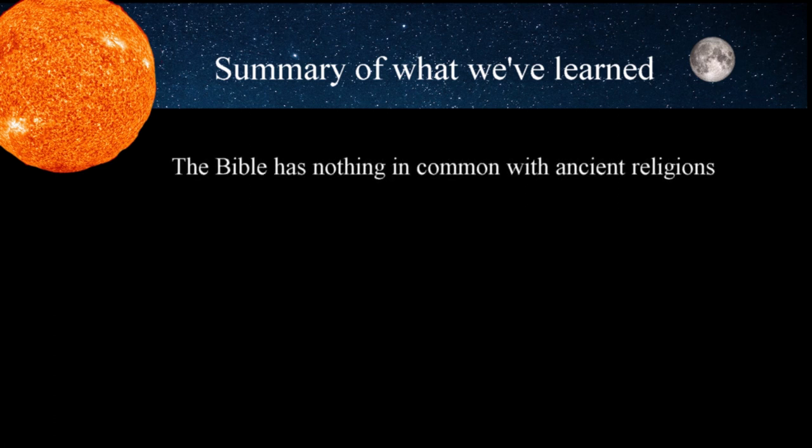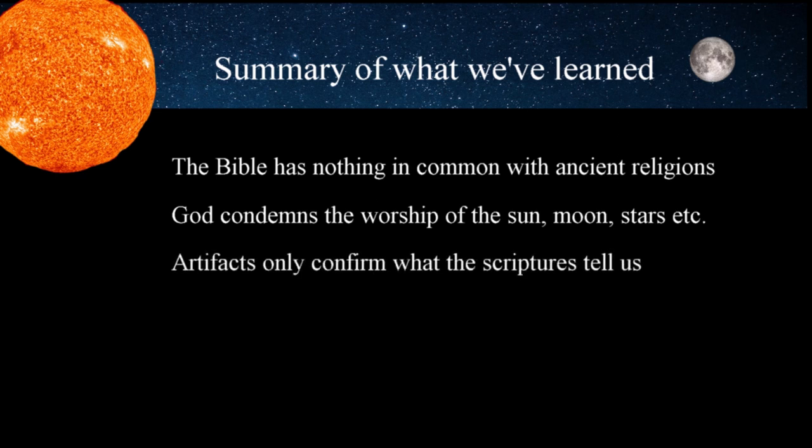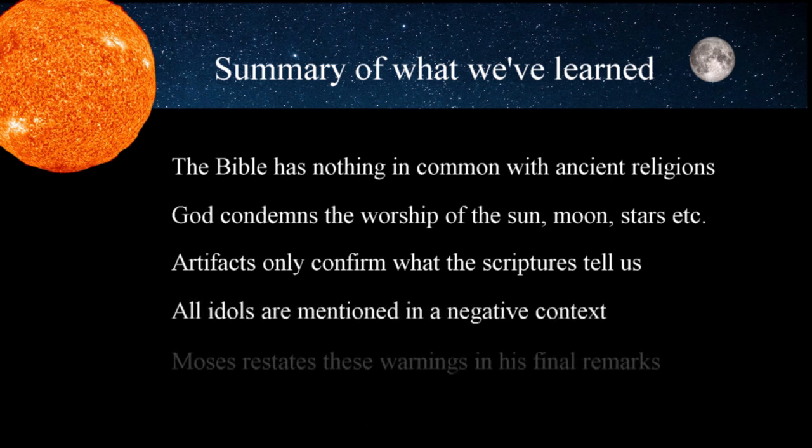The Bible has nothing in common with ancient religions around Israel, as we can see in God's condemnation of the worship of things such as the sun, moon, and stars. Artifacts may have been found in Palestine, but the fact remains that the scriptures mention such things in a negative context. Moses notes that this is not the will of the Lord in his final remarks to the children of Israel, as he reminds them of what they did and didn't see at Sinai.